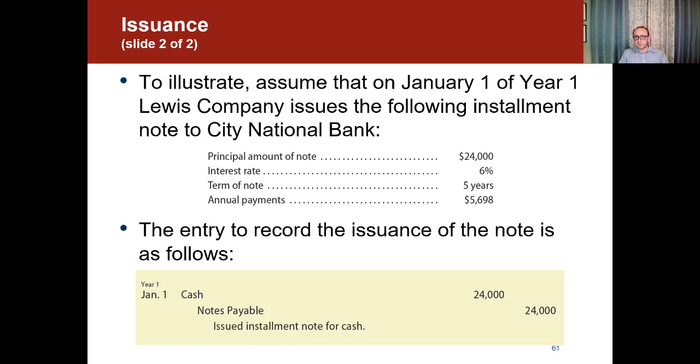Assume that on January 1st of year 1, Lewis Company issues the following installment note to City National Bank. The principal amount of the note is $24,000, the interest rate is 6%, the term of the note is 5 years, and the annual payment is equal to $56.98. In this case, we're given the annual payment, so I think this simplifies a lot of our calculations. So on the date the note is issued, we are going to debit cash for the amount we received for the note, which is the $24,000, and we credit the liability, which is notes payable, for $24,000.